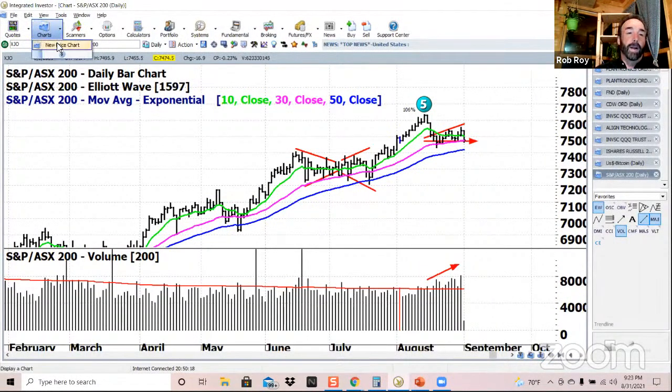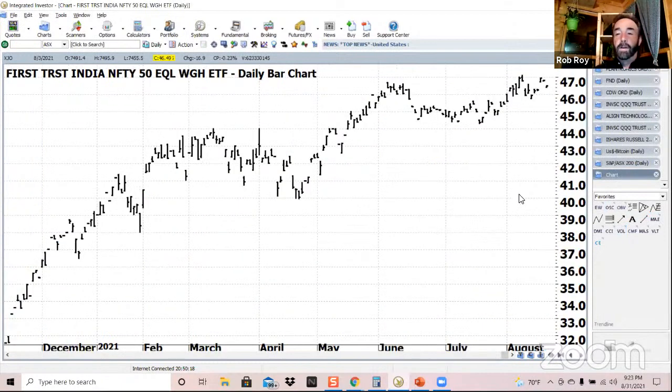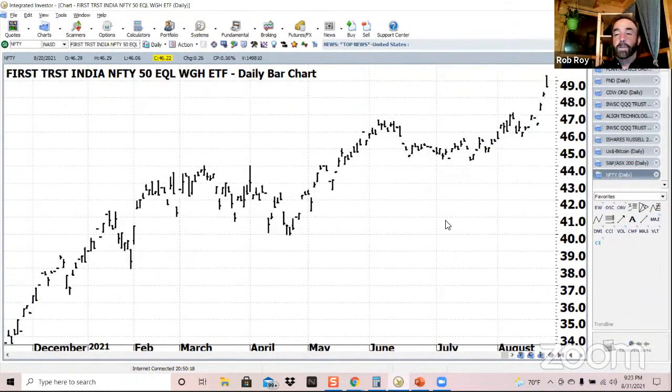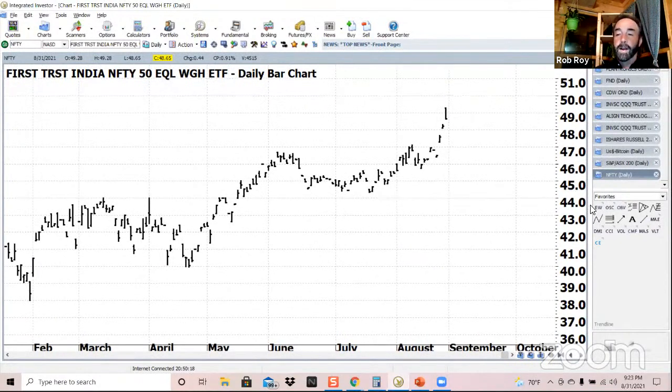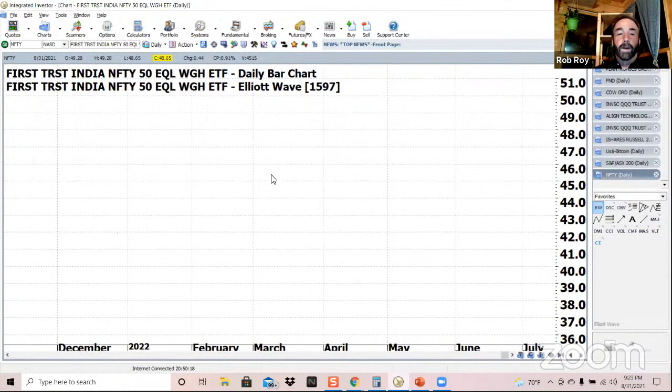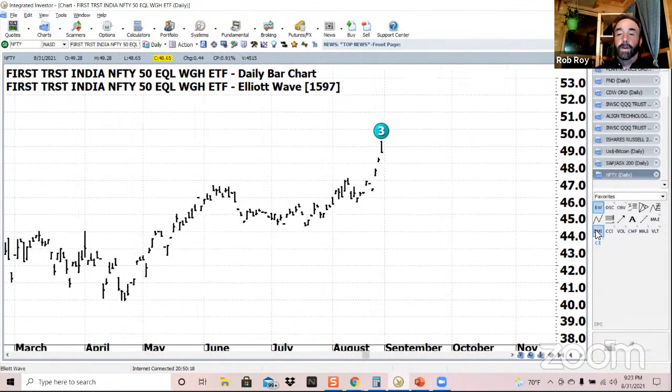Often people have asked about the Nifty as well, so we've added that in, which is India. A lot of chatter has been going on in the financial markets about the Indian market, and you can clearly see why with this big break to the upside. So it makes sense to take a look at it. It's in a pretty strong wave 3.